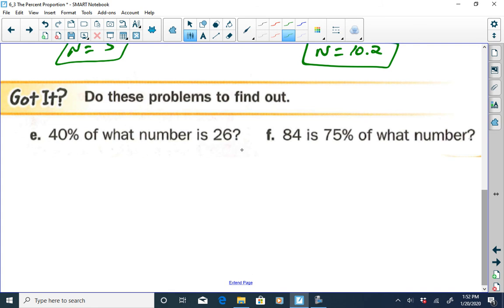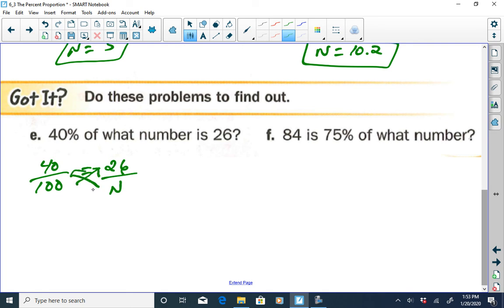40% of what number is 26? Well, I'm given 40%, so that's got to be the numerator of my percent ratio. Now, what follows the word of, that's my variable. What follows the word is, that's my numerator of the ratio. So 26 is my numerator. We're looking for the denominator, so we're looking for the whole amount here. So 26 represents the part. 40 out of 100 is equal to 26 out of some number.